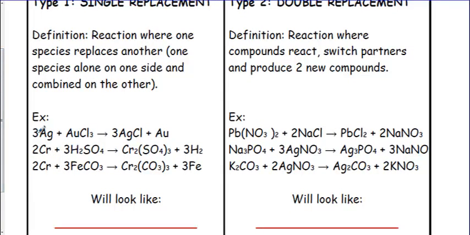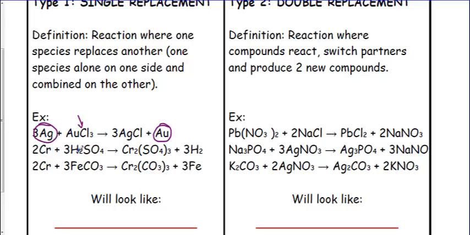What do I mean by this? 3 silvers plus a gold chloride will yield or produce 3 moles of silver chloride and gold. So notice, okay, one species alone on one side, and now it's combined with something from here, and now the gold is alone on the other side, the product side. So let's look at the next one.